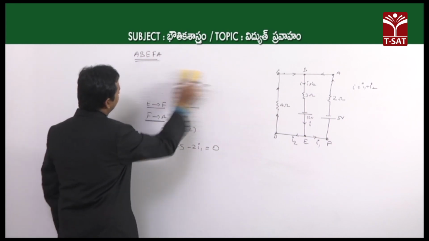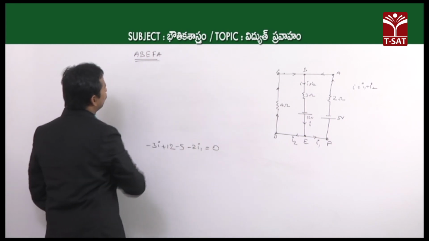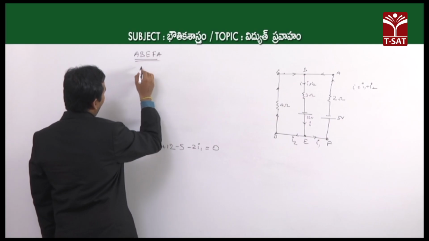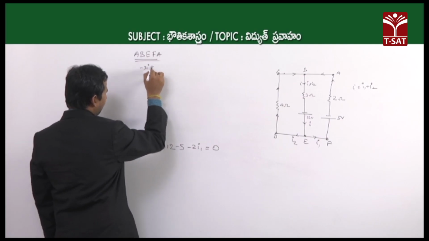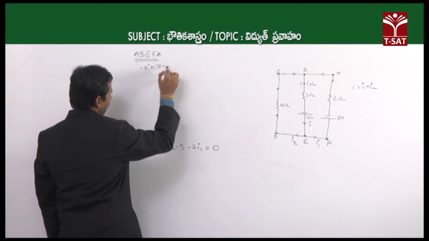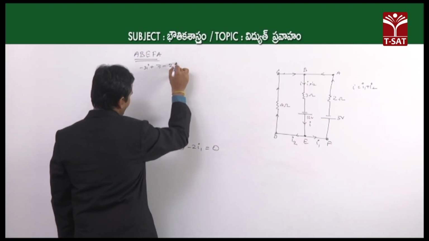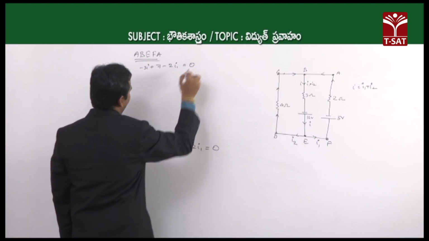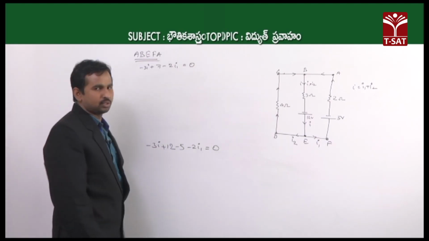So, we can write from the closed loop of A, B, E, F, A, we got minus 3I plus 12 minus 5, which is 7, minus 2I1 is equal to 0. Finally, we got this one.